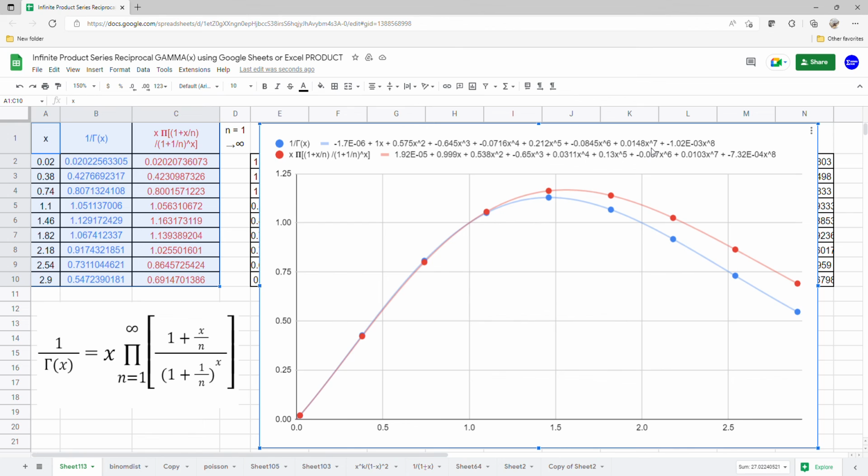Coefficient of x to the 7th, 0.0148, that's 0.0103. And coefficient of x to the 8th, negative 1.02 times 10 to the minus 3, negative 7.32 times 10 to the minus 4. So this completes the use of the infinite product series approximation to approximate the reciprocal gamma function.